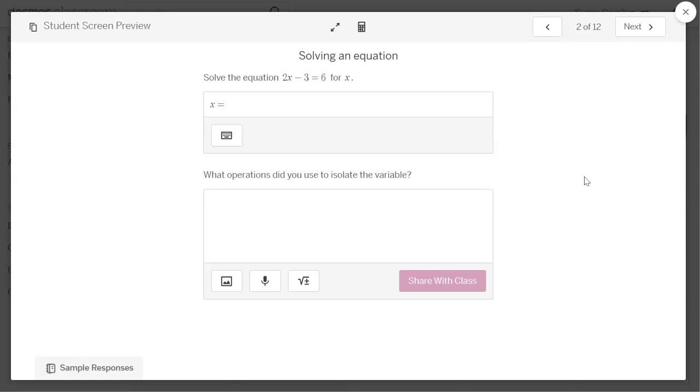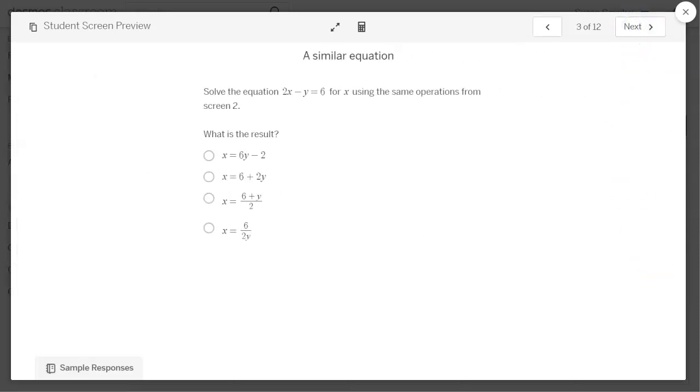That's the reason this is here, is to see if they really understand the whole concept of solving a linear equation. And then I have them solve an equation with 2 variables, and I give them answer choices. So here's a good time to talk about inverse operations. What are we using? And they should notice that this equation, even though it has the variable y, is using the exact same operations as the linear equation in the last screen.